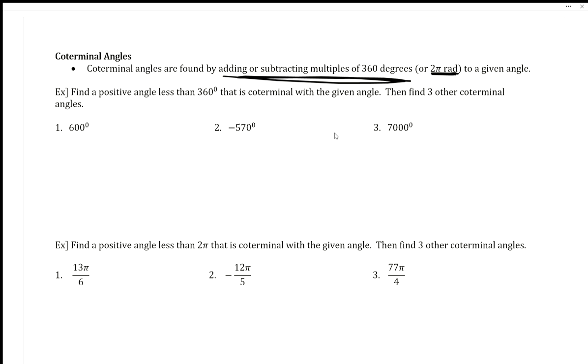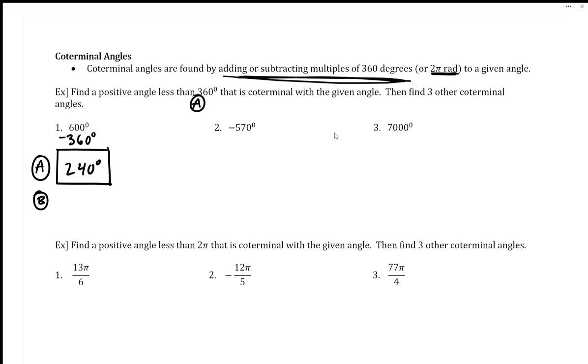On this problem, it looks like we just subtract 360. 600 minus 360 is 240 degrees. That is between 0 and 360, so I'm going to say that this is part A. Done. And then part B is just find any other three.